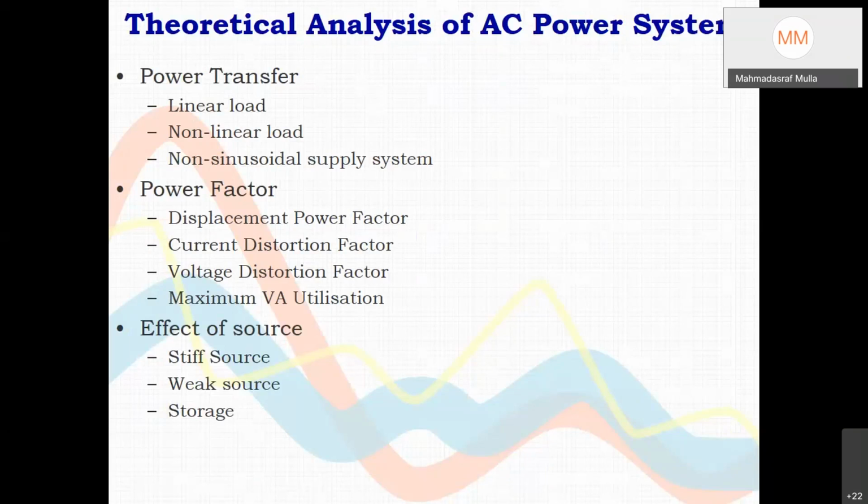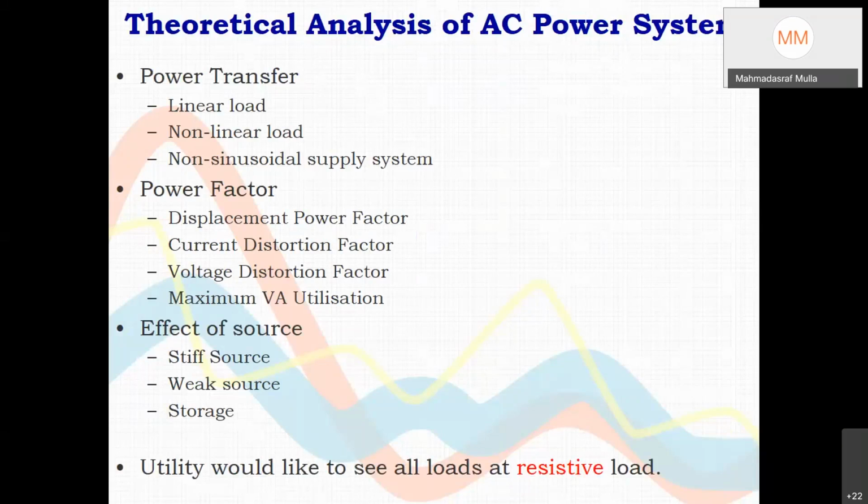Then the source side. Previously we had a stiff source where nothing would happen to the generator voltage. Now they are all weak sources. So if you try to draw more current or if you do a short circuit, the generated voltage itself will go down. In our network, at some point, there will be batteries also, storage also. So the effect of this weak source we also need to analyze.